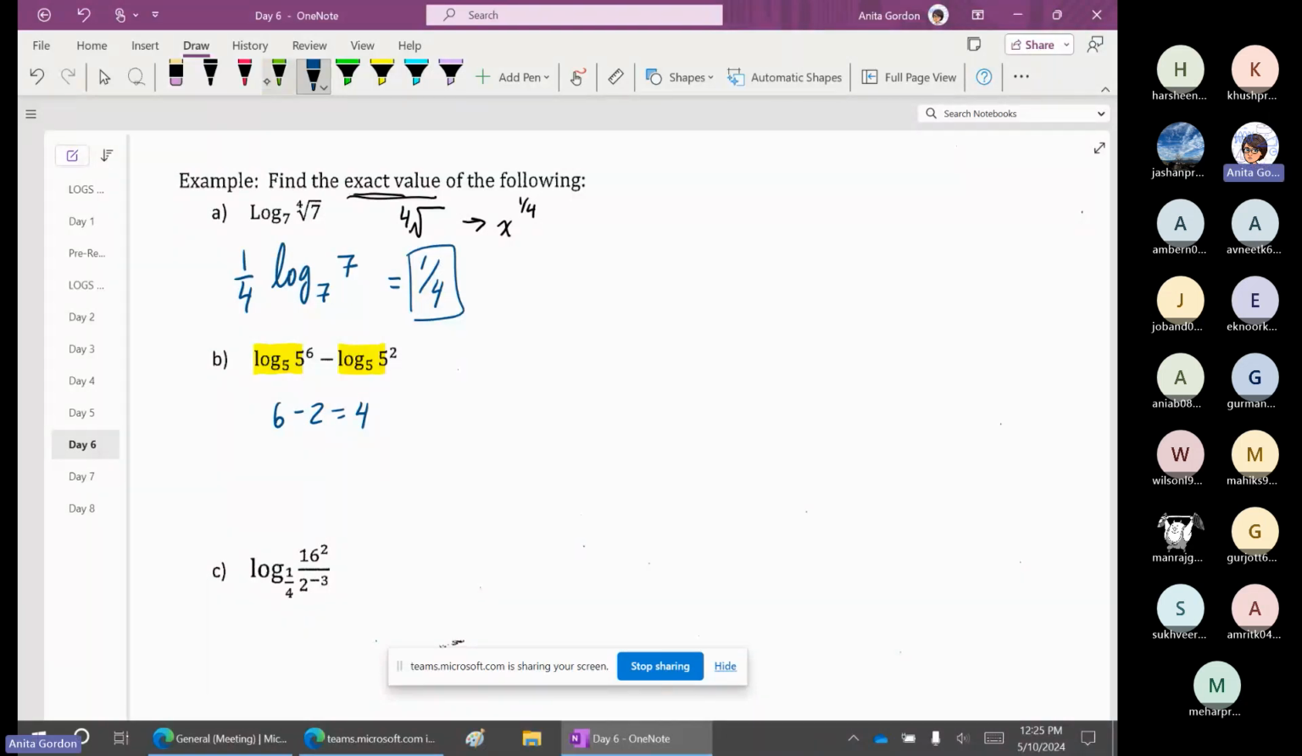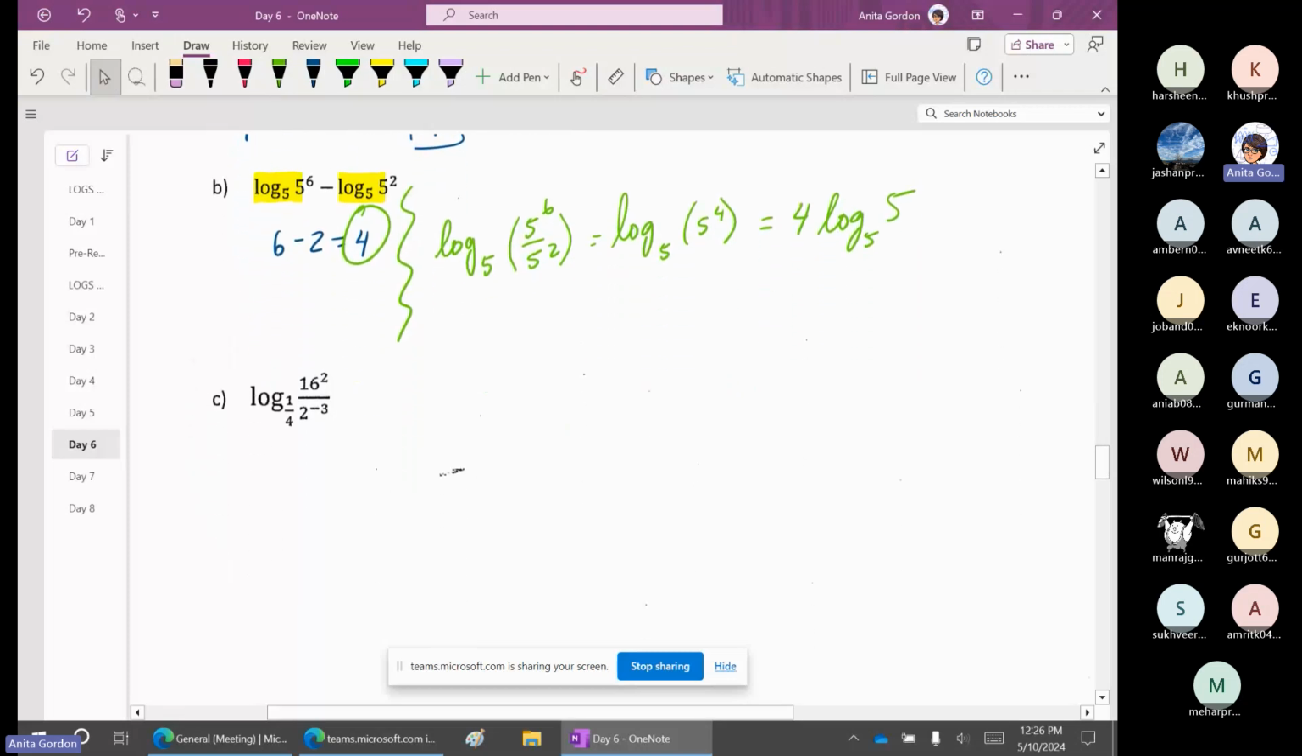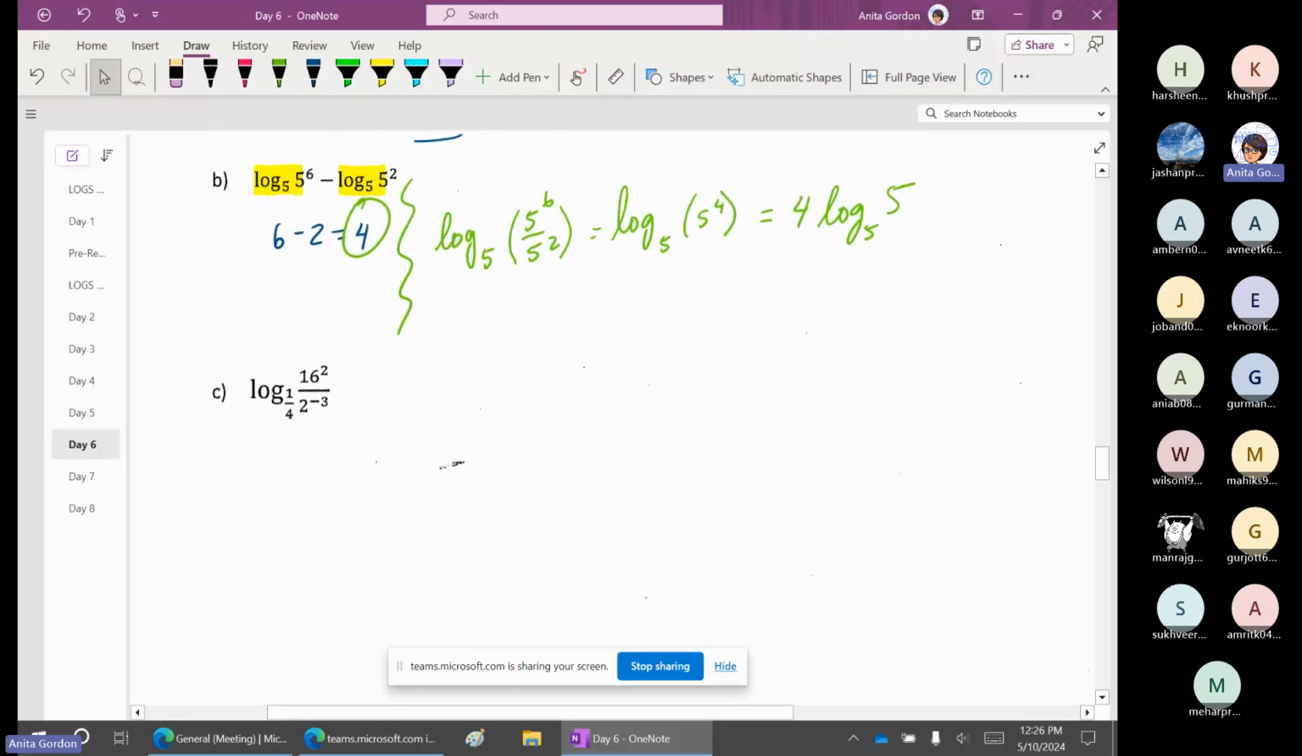Okay, here's the long way to do it. I'm just going to show you the long way to do it. This is log base 5 of 5 to the 6 over 5 to the 2, which is log base 5 of 5 to the 4, which is 4 log base 5 of 5. I still end up with a 4. Sometimes when I do the math in my head, I psych myself out that I'm skipping too many steps.